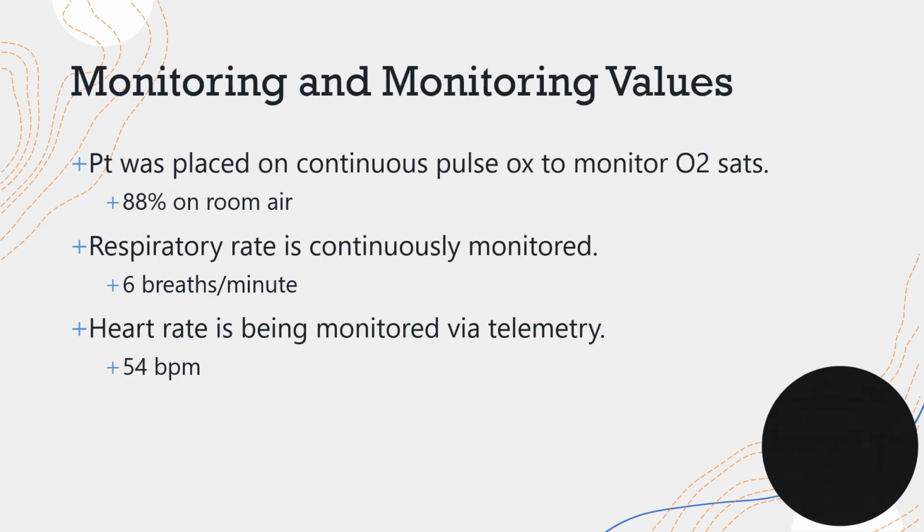Some monitoring values that we're monitoring: when they place the patient on continuous pulse ox, they monitor his O2 stats because it was 88% on room air. His respiratory rate will be monitored because it was 6 breaths per minute, and he will be on telemetry to monitor his heart rate because it's low, 54 beats per minute.